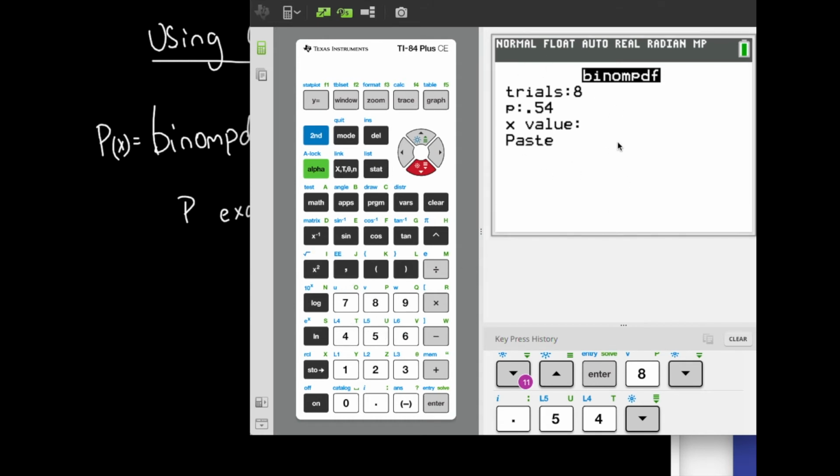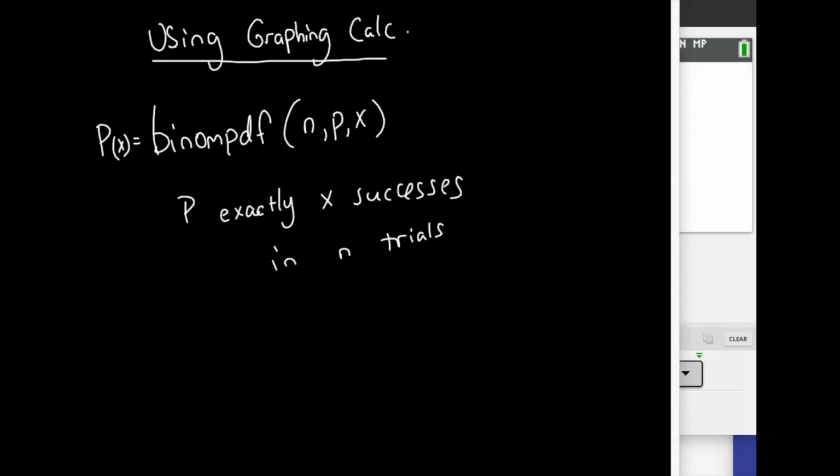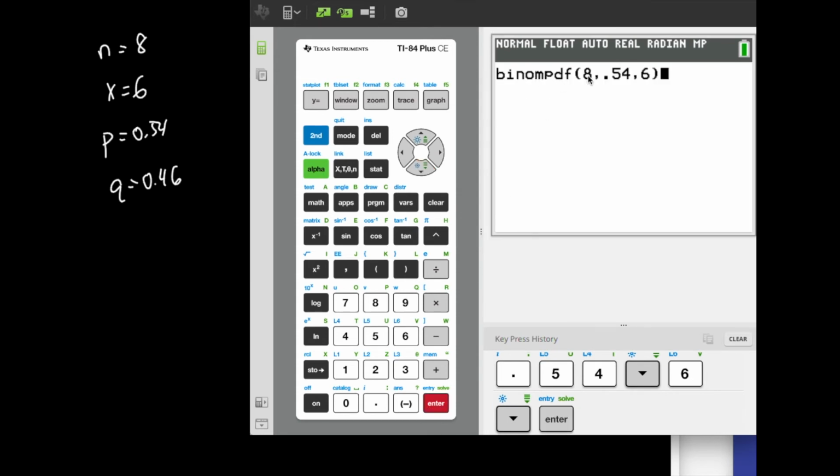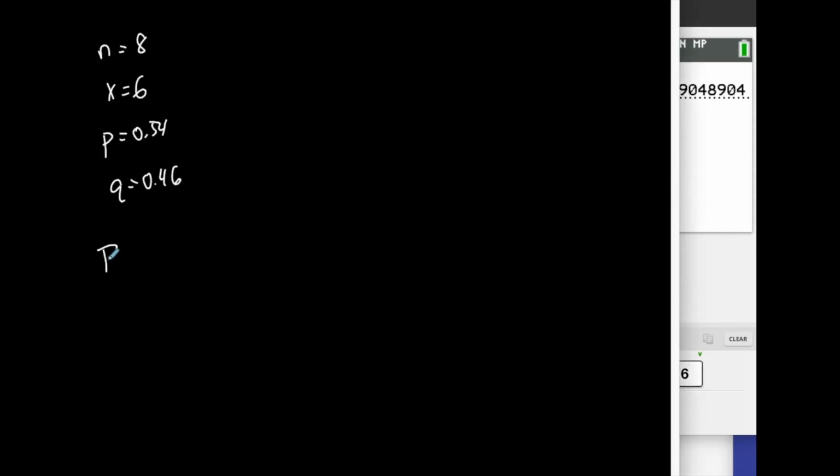This one is fancy, so it asks for it all directly. So now the x value is 6, and then it says paste. Scroll down to paste and press enter. So now this is what it looks like for everyone, whether you have my calculator or a TI 83: binomPDF(8, 0.54, 6). n, p, and then x. Enter. 0.147. So P of 6 in this case is approximately 0.147.